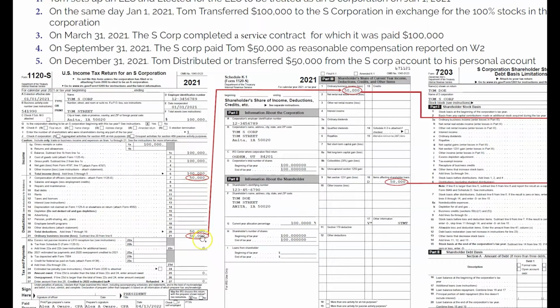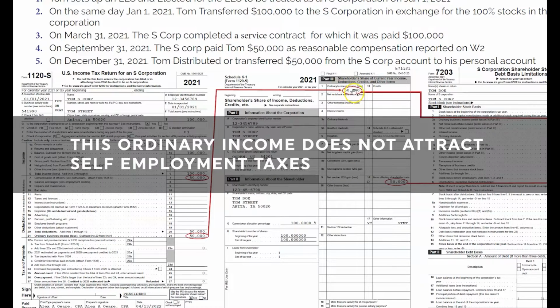After all the expenses are taken out, he is also going to get 50,000, which is going to be reported on his K1. So the K1 here is going to show 50,000. And this is what he also reports on his personal return as ordinary income. So this does not attract self-employment taxes.